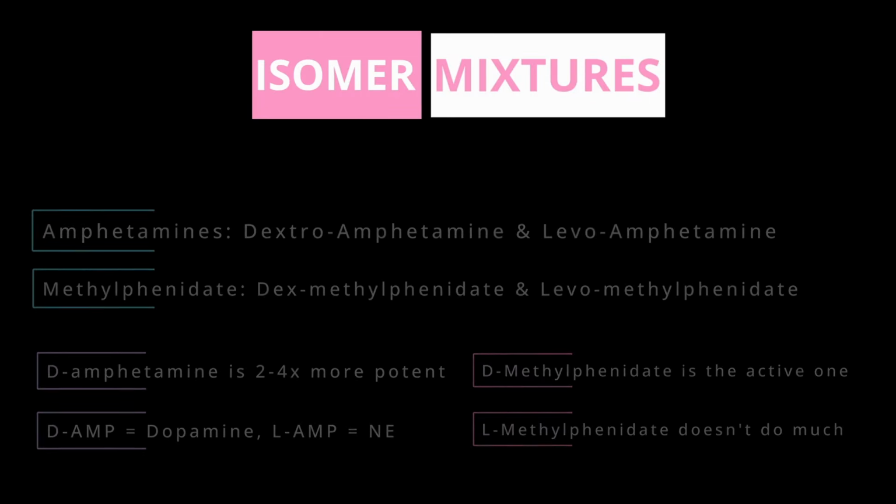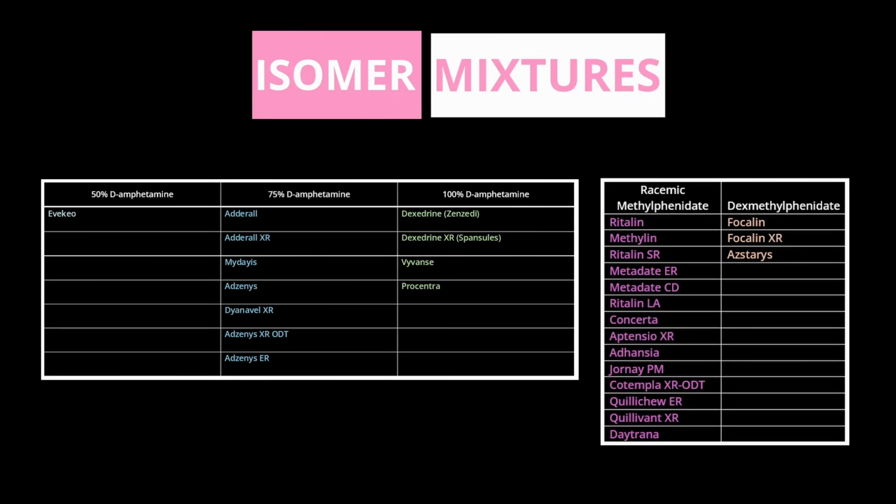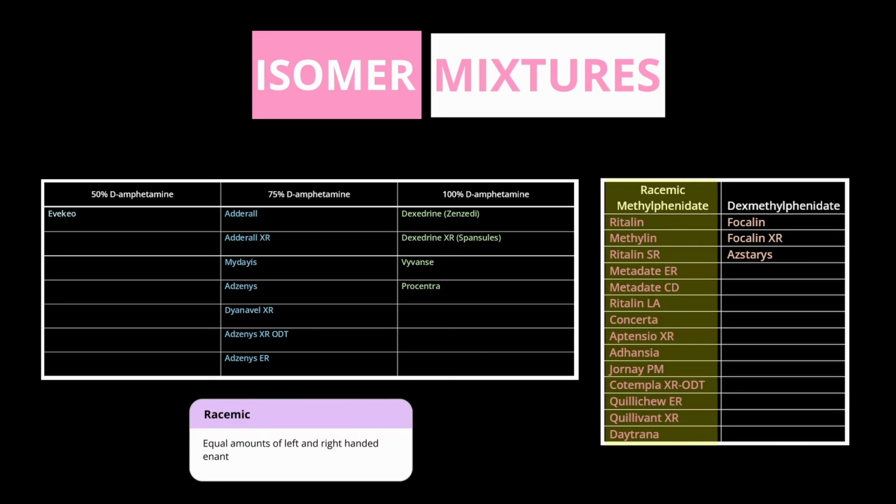So even though all these different stimulants have a ton of different names and a ton of different release mechanisms, they all end up being D and L amphetamine or D and L methylphenidate. So methylphenidates come in 2 different isomer mixes. So there's formulations that come in a racemic mixture. So racemic is just a fancy way of saying it's 50% the D enantiomer and 50% the L enantiomer. So racemic just means the mixture has both the left and the right hand.